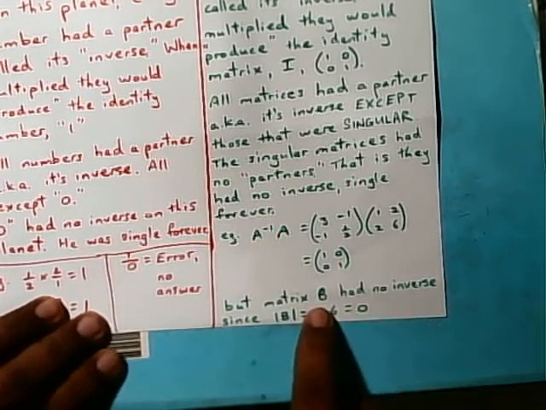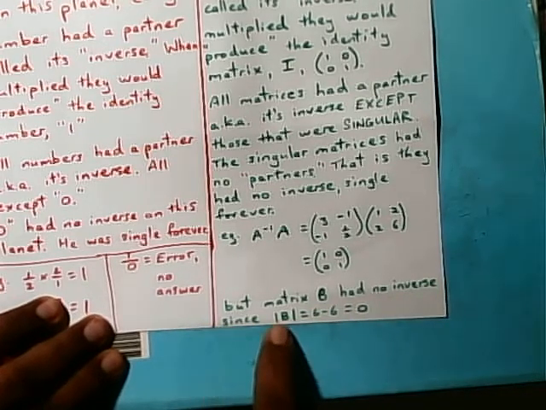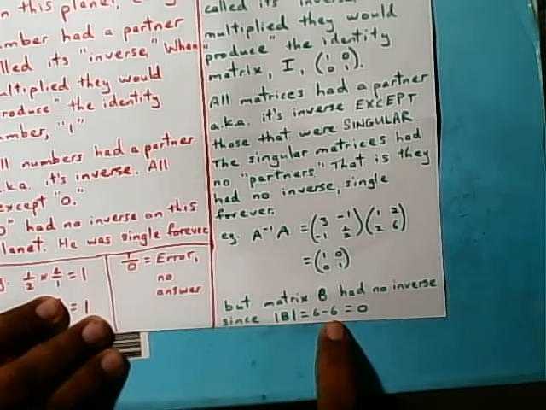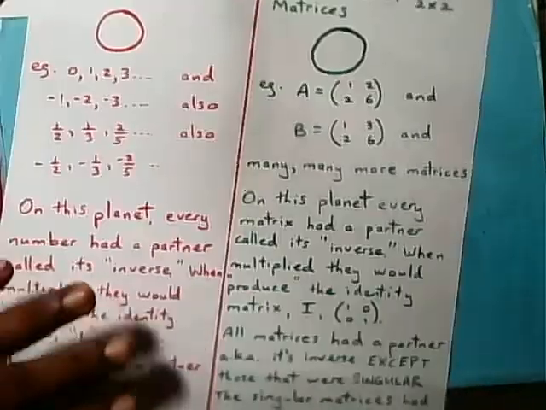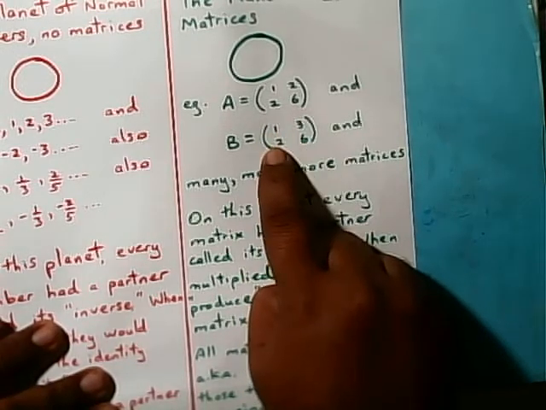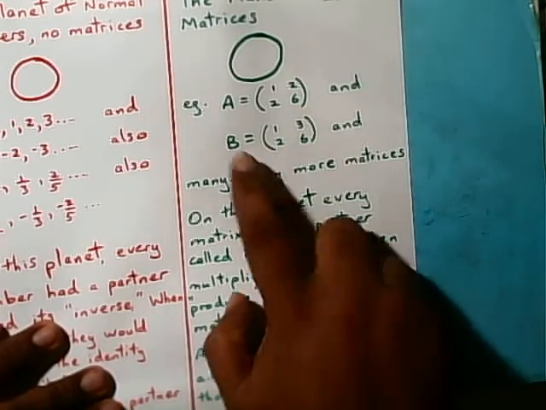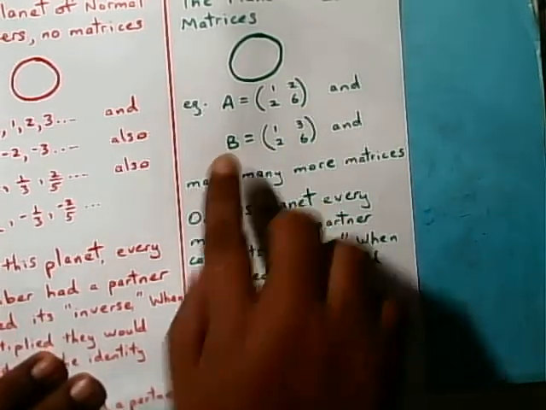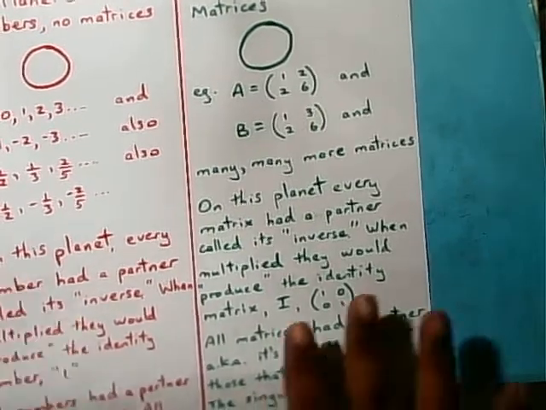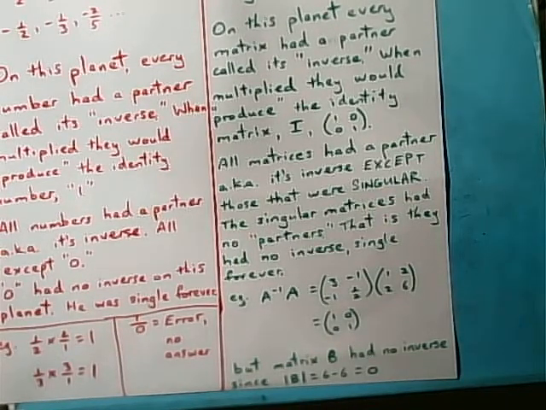However, look at matrix B. Matrix B had no inverse, since the determinant of B was 6 take away 6, which is 0. Look at it here. Matrix B. 1 times 6 is 6. 3 times 2 is 6. 6 take away 6 gives you 0. B had no inverse. So the idea is that when you see the word singular, it means the determinant is 0. It also means that the matrix has no inverse.